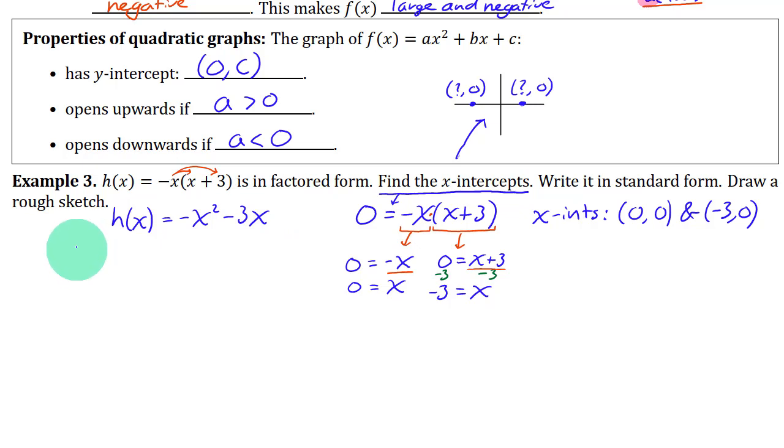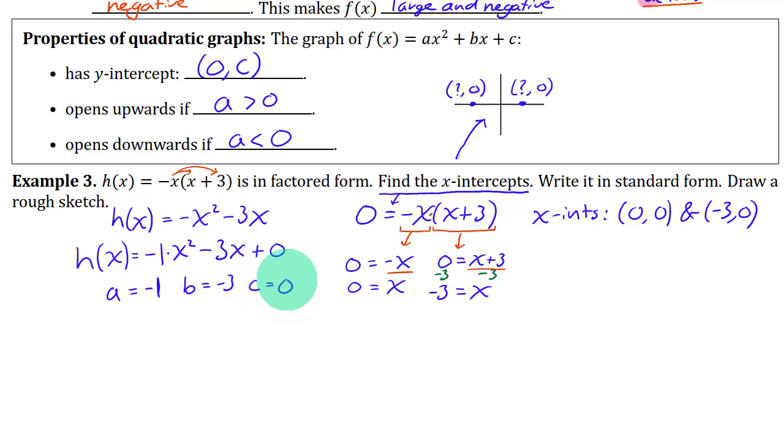If you want to get it a little bit more precise, you could write it like this, like negative 1 times x squared minus 3 times x plus 0. So this way you can see what the a, b, and c values are. You have a is negative 1, because again, negative 1 times x squared is the same thing as negative x squared. And the b is negative 3, and the c is 0. So that is standard form.